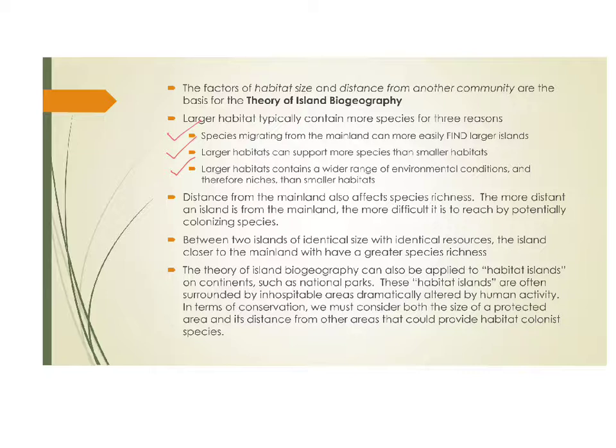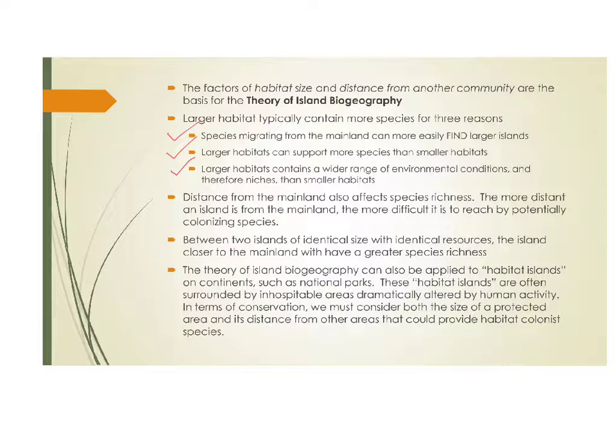So think about a national park. A national park would be preserving an ecosystem, like let's just say the Greater Yellowstone ecosystem. But the area around that ecosystem has largely been changed by human activity. So the organisms are confined to this habitat island. In terms of conservation, we must consider both the size of a protected area or the habitat island and its distance from other protected areas that could provide habitat colonist species. The idea of habitat islands and this theory of island biogeography is really big with conservation.